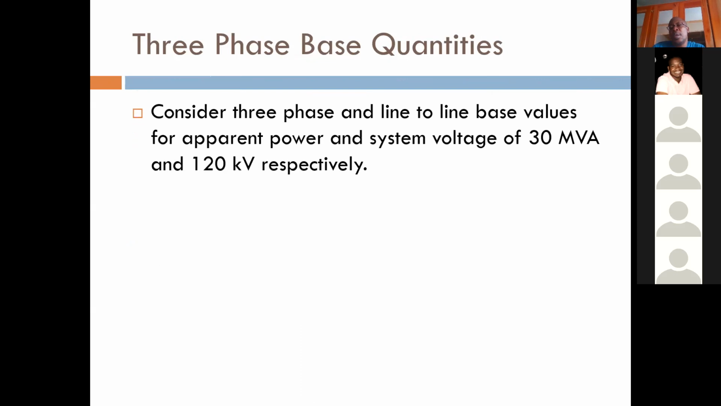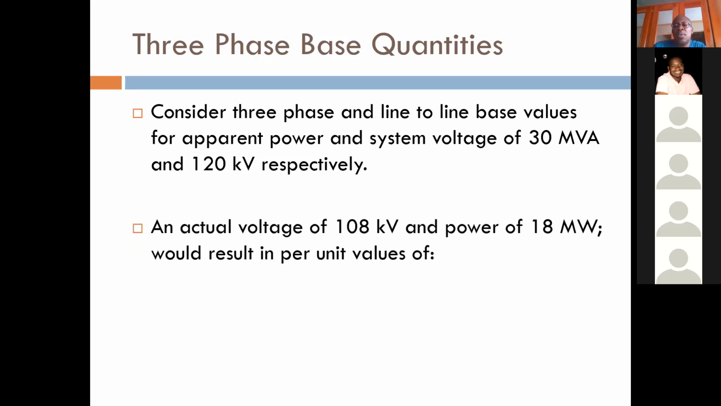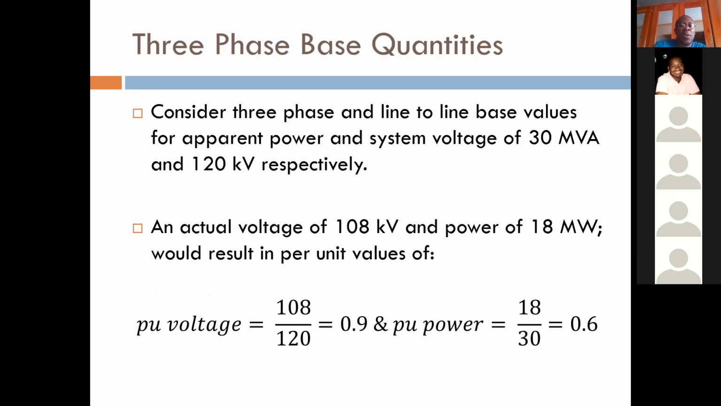All right, so we're picking it up now from where we left off last time. If we have three-phase, line-to-line base values of 30 MVA and 120 kilovolts, and the actual values that we have are 108 and 18 megawatts, what would be the per unit voltage?